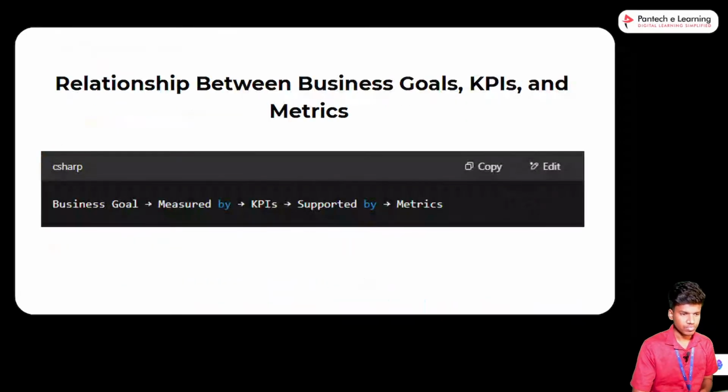Okay now, how the business goals, KPIs and metrics are interconnected. Once we deal with a business goal, it is first measured by KPIs. How can we analyze it? Analyzing is a measuring thing. The KPI is helpful to measure the business goals. Then the metrics support the KPI. Okay now.